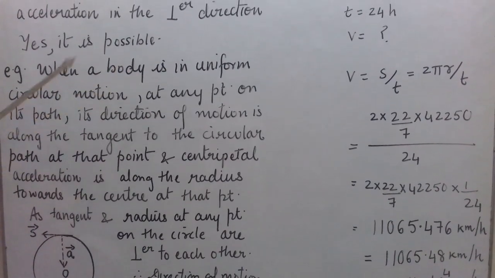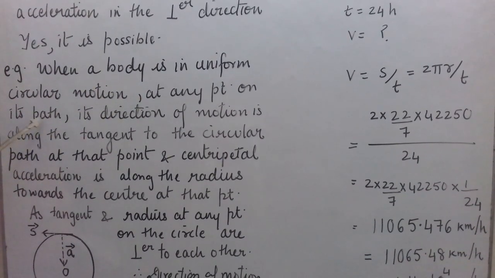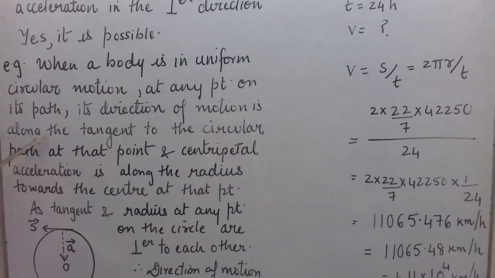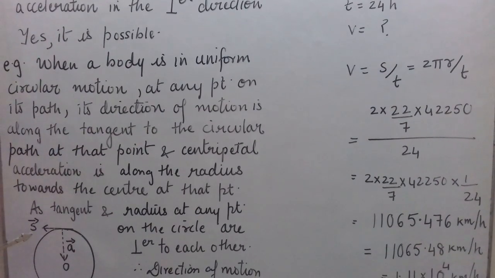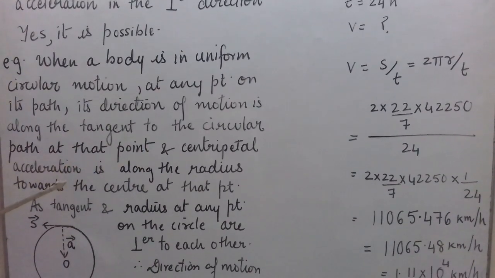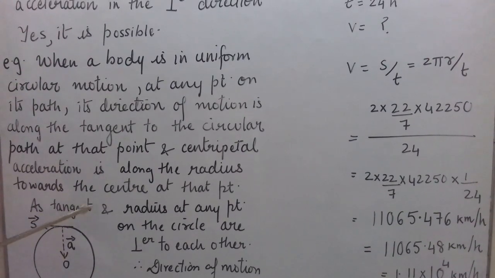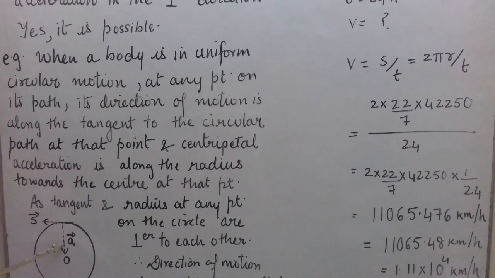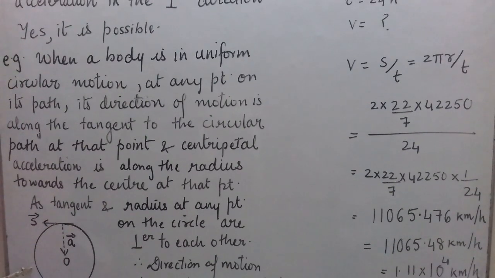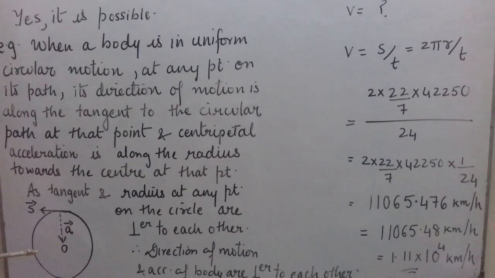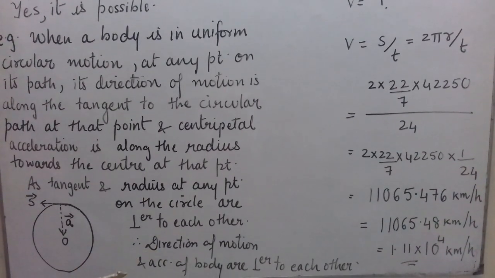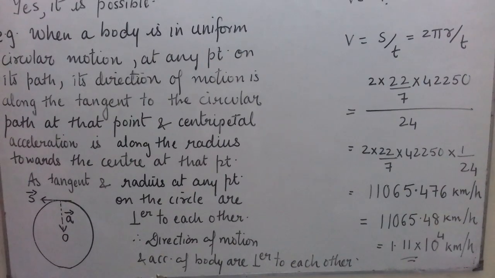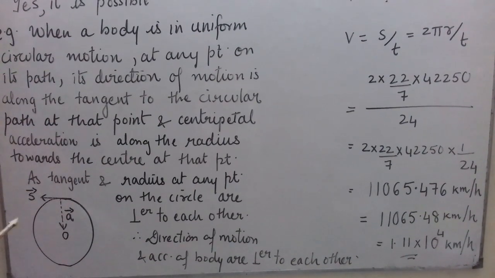When a body is in uniform circular motion, at any point on its path, its direction of motion is along the tangent to the circular path at that point, as I have shown here, and centripetal acceleration is along the radius towards the center at that point. And as tangent and radius at any point on the circle are perpendicular to each other, anywhere you draw the direction of displacement and acceleration, they will be perpendicular. Therefore, direction of motion and acceleration of body are perpendicular to each other. I hope you have understood this well.